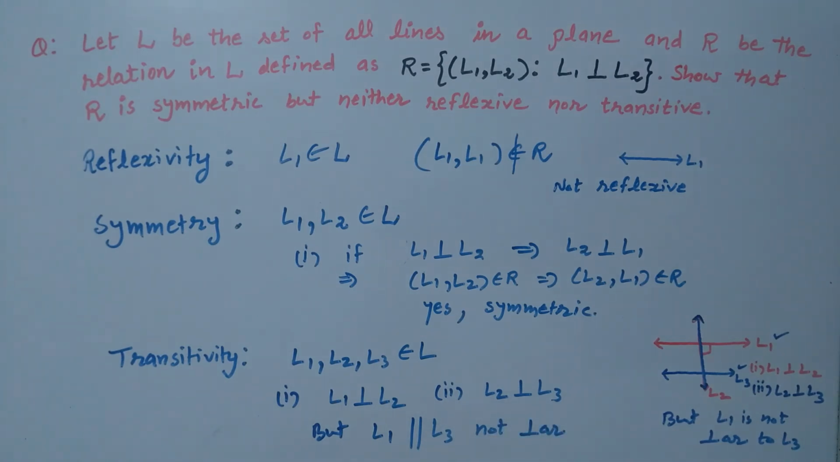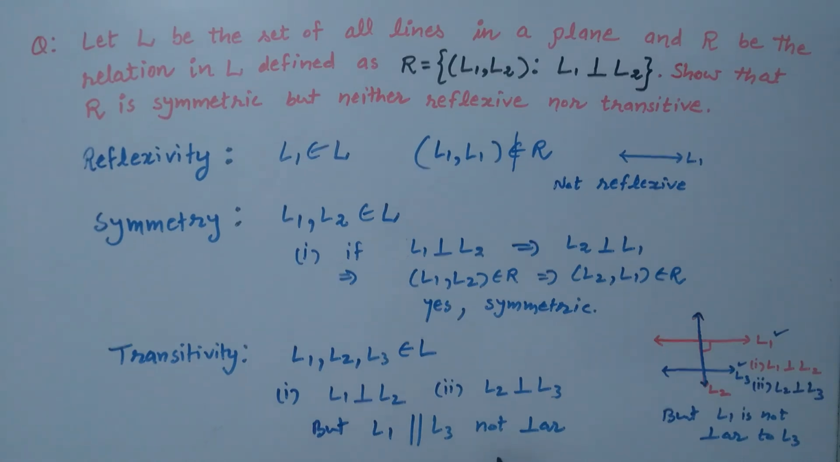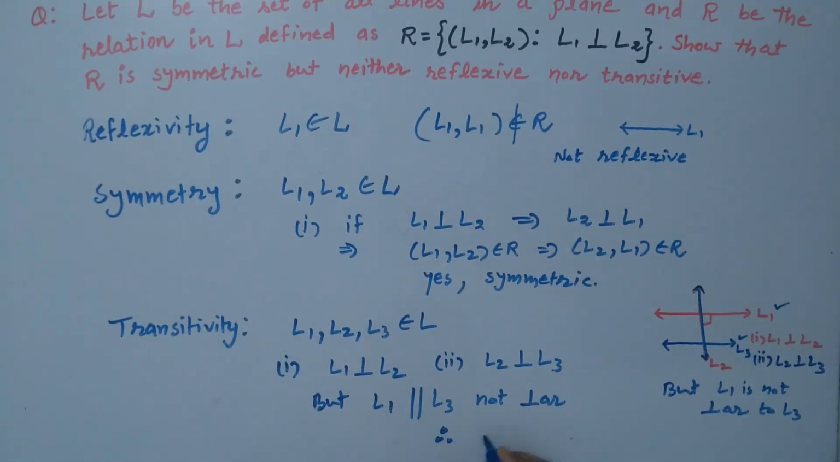So what is the conclusion? The conclusion is (L1, L3) does not belong to R. (L1, L2) belongs to R. (L2, L3) belongs to R. But (L1, L3) does not belong to R. So we say that this relation is not transitive.